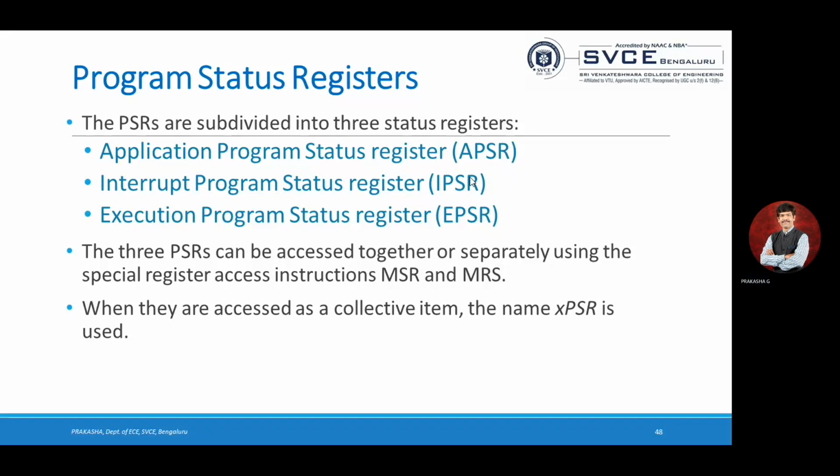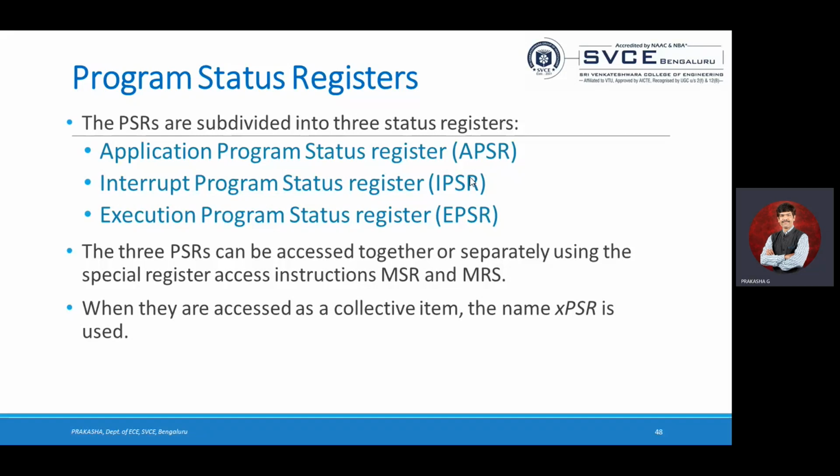Here, M means move. RS means register to special register. Move, register to special register. Always you have to come from right to left. Right to left only you should consider. Don't say that MSR means special register to register, you will have a confusion here. Always come from right to left.